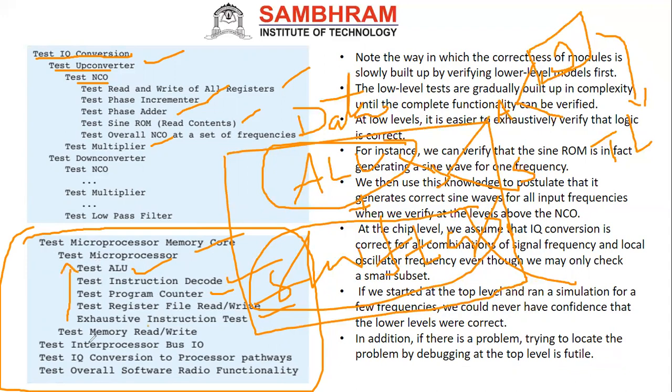It will check like this, and they will test memory read write. Then it will check the inter-processor bus. Like this only your regression test will normally happen. This is what we can call the regression test.